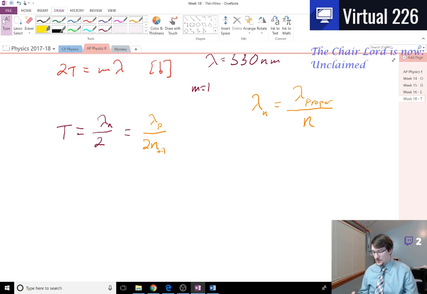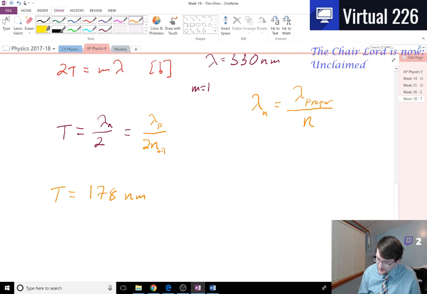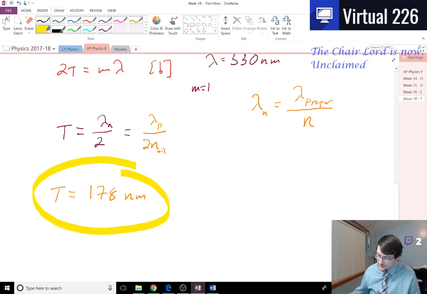If we churn all these numbers together, we get 550 divided by 2 divided by the index of refraction of the oil, 1.54. We see that our thickness here, since this was in nanometers, the wavelength, and the index of refraction is unitless, our thickness here is 178 nanometers. That's what we get here.